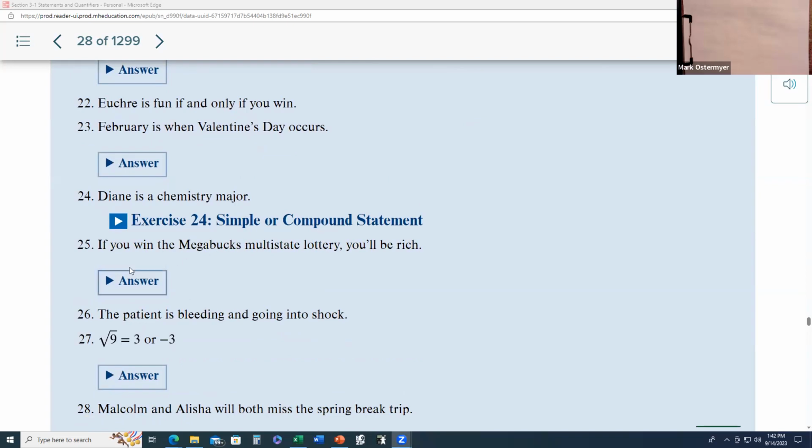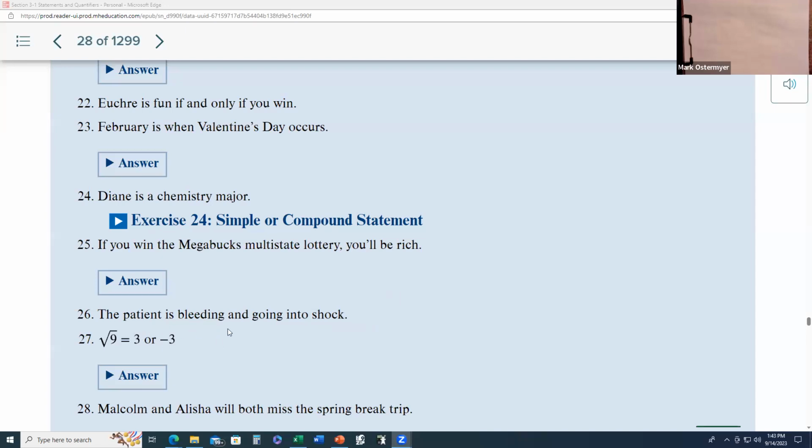Simple or compound. Number 25, if you win the Megabucks multi-state lottery, you'll be rich. What word could we put in front of the word you'll? Then. If you win the Megabucks multi-state lottery, then you'll be rich. It's an if-then. Is it compound or simple? Compound. It's a conditional statement. If P, then Q.